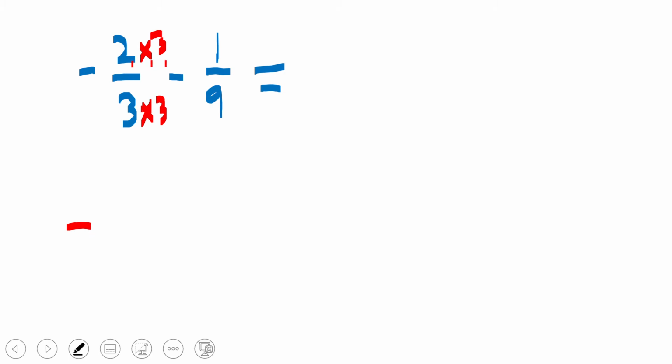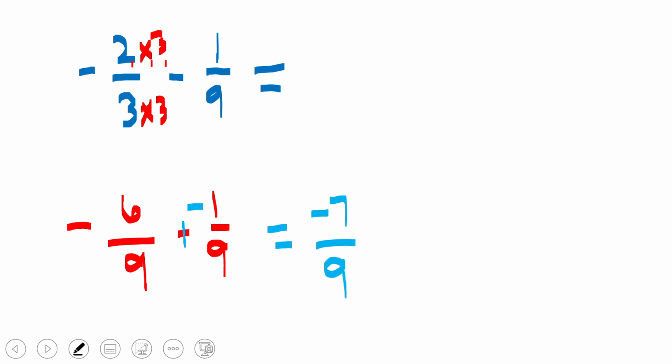2 times 3 is 6 over 9 minus 1/9. That stays the same. And remember, this is like adding a negative. So we will have negative 6 plus negative 1. That's more negative, negative 7, all over 9.